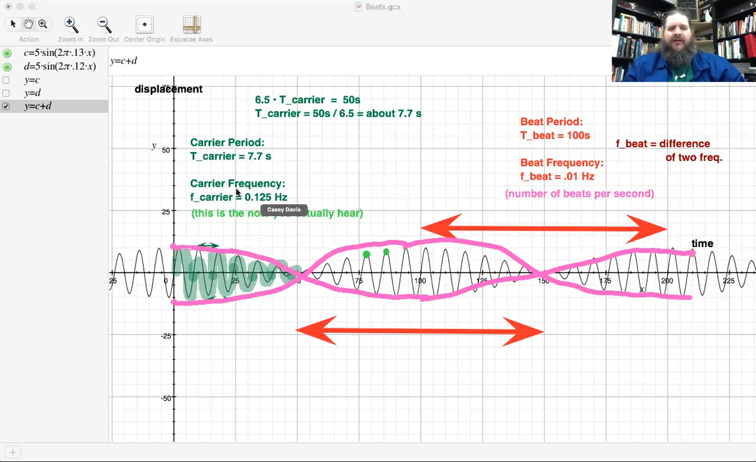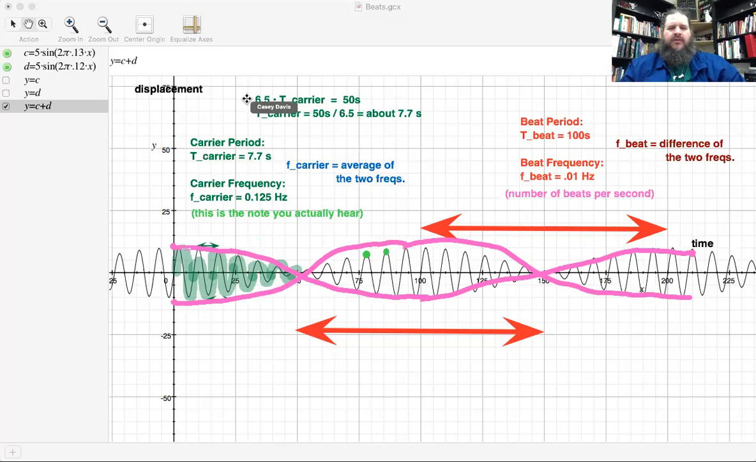Because how do we actually calculate the carrier frequency from the two original frequencies? Have you seen how that's related to frequency 1 or frequency 2? How does 0.125 relate to the originals 0.13 and 0.12? Yeah, it's the average. It's exactly halfway between. So F carrier is the average of the two frequencies. So that's typically how you'd calculate it, or how you'd relate it to the two other frequencies.